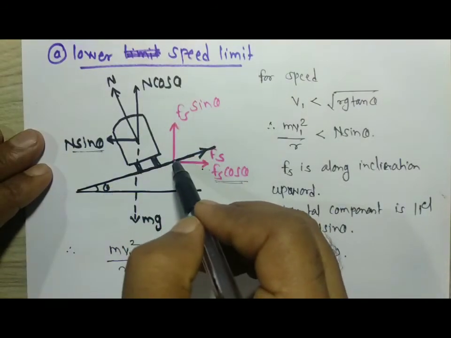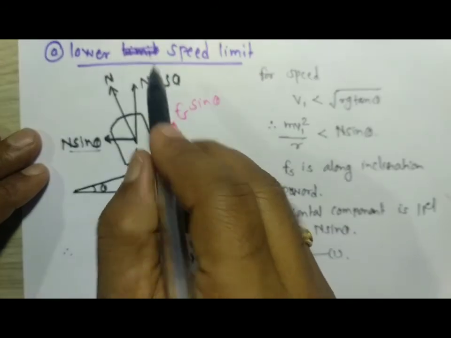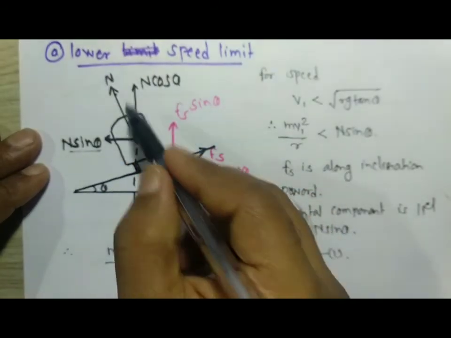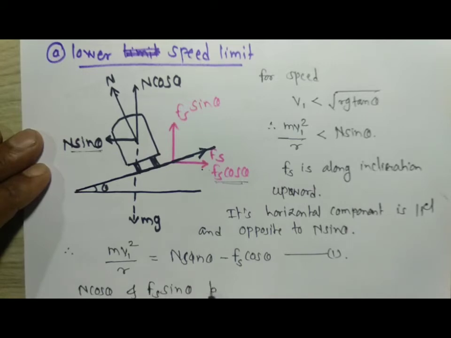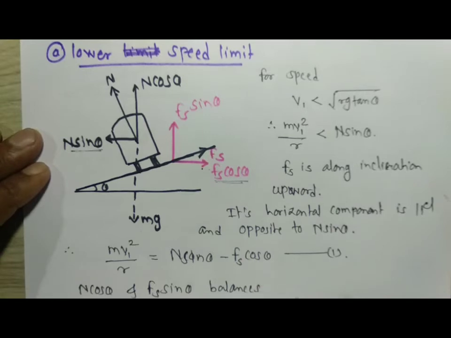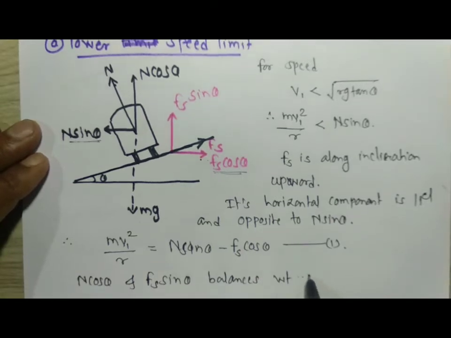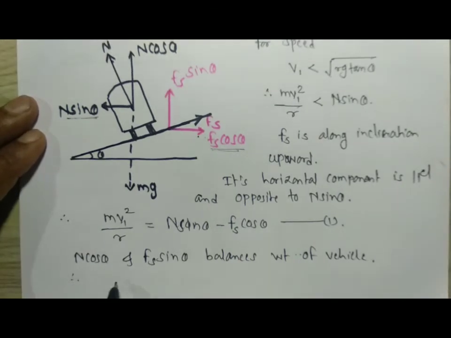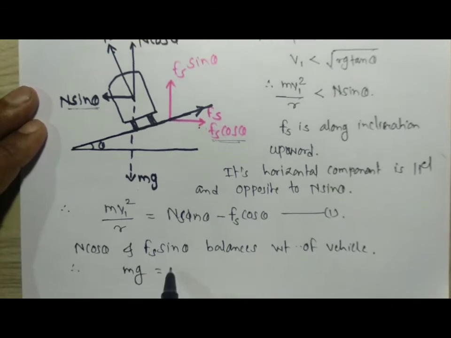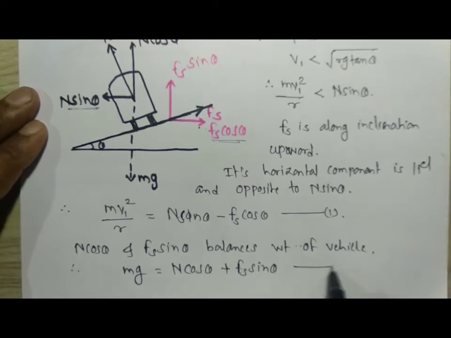Similarly we will get n cos theta acting vertically upward, and fs sin theta is also acting vertically upward. Therefore these two forces balance the weight of that vehicle, and therefore n cos theta and fs sin theta balance the weight of the vehicle. Therefore mg is equal to n cos theta plus fs sin theta, and this is equation 2.